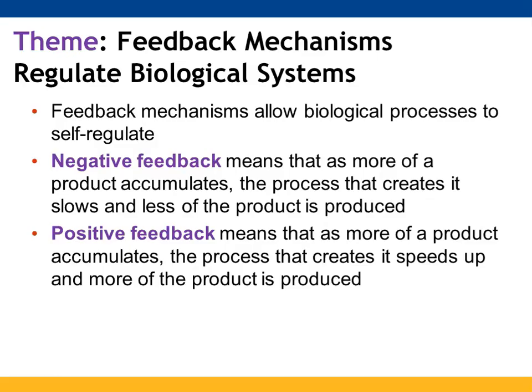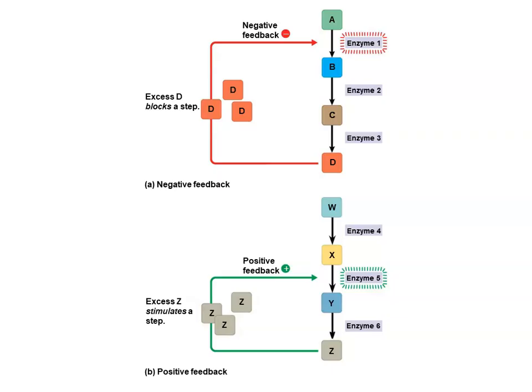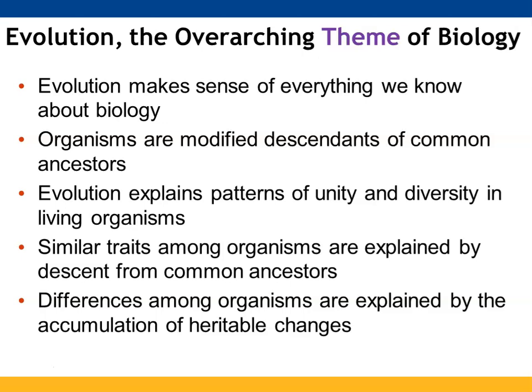Positive feedback would be when you actually do want something to be made in greater quantities. We see this with female hormones when an organism is getting ready to give birth to an offspring. So there are some examples of those loops. We'll spend time on those as well this fall.